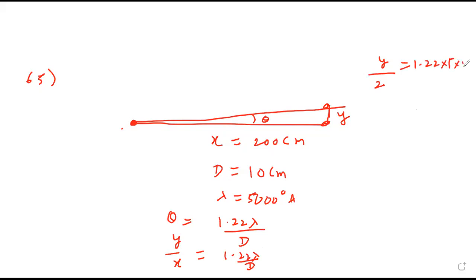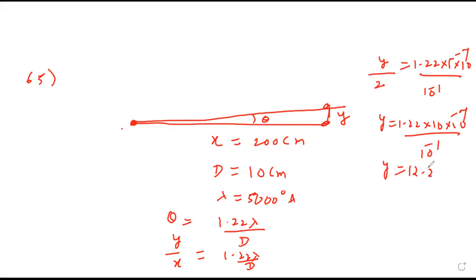1.22 lambda, 5 into 10 raised to minus 7. Capital D is 10 raised to minus 1. So it is 1.22 into 5 into 10 raised to minus 7 upon 10 raised to minus 1. So 12.2 into 10 raised to minus 6 in meter. Make 12.2 into 10 raised to minus 6. Yes, that is same as 1.22 into 10 raised to minus 5 meter. Option C. Right.